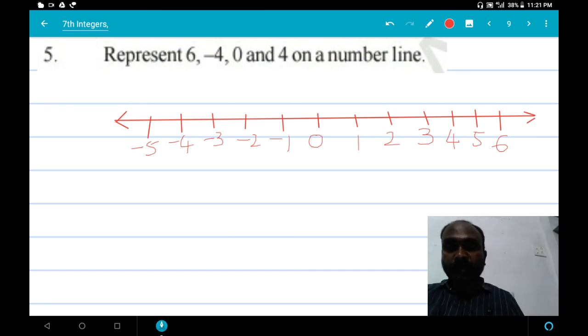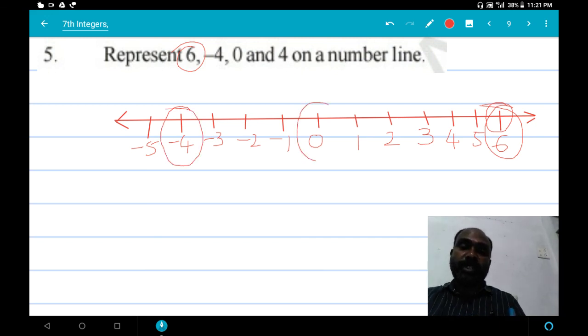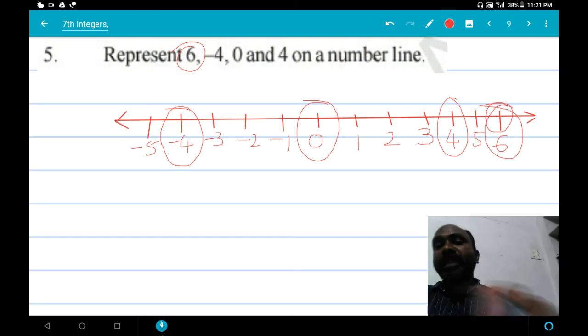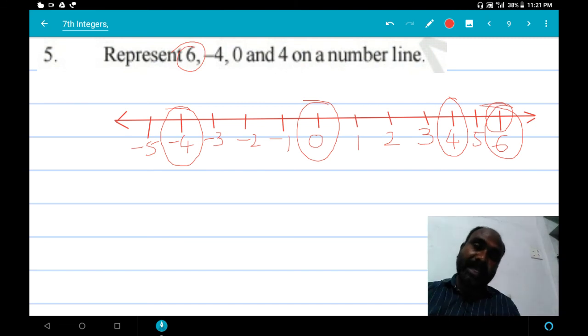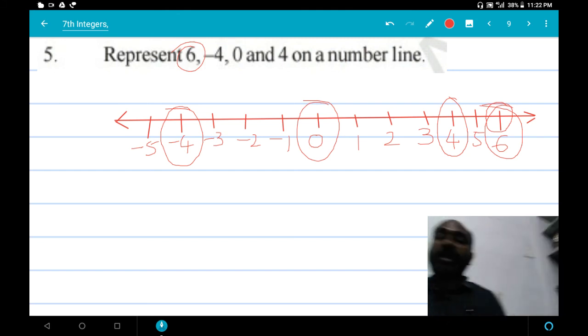Okay, the first one is 6, so here 6. The next one is minus 4, here minus 4. The next one is 0, 0 is here. The next one is 4, here 4. In this question, we only represent the numbers on a number line. From this number line, there is ascending order and also descending order, so I will explain about that.